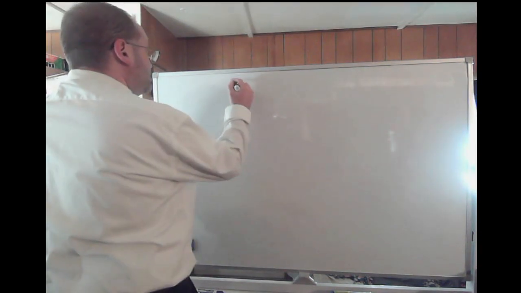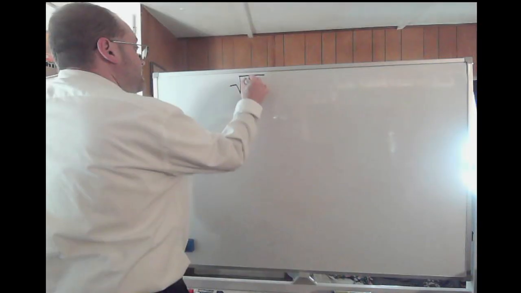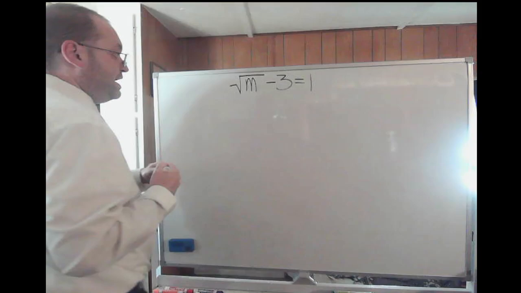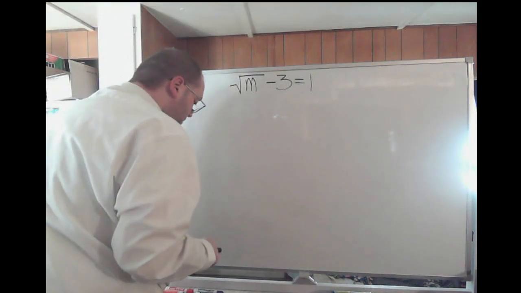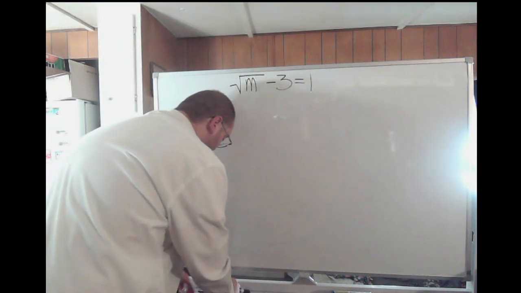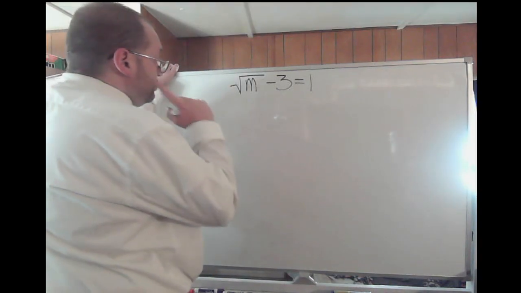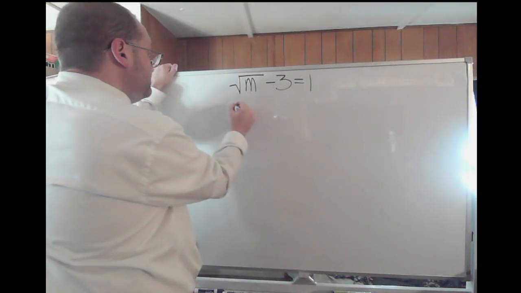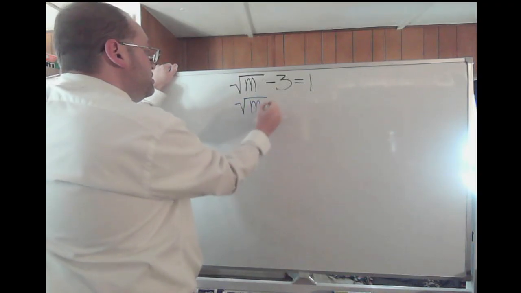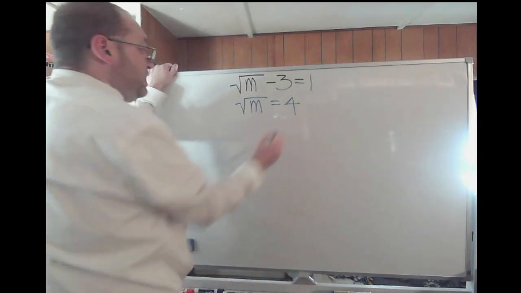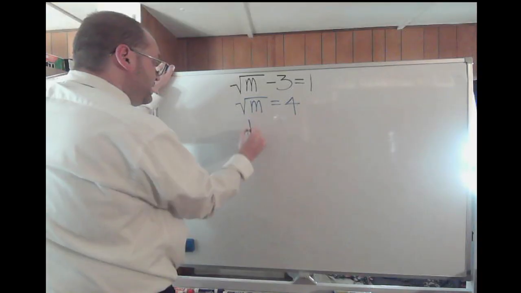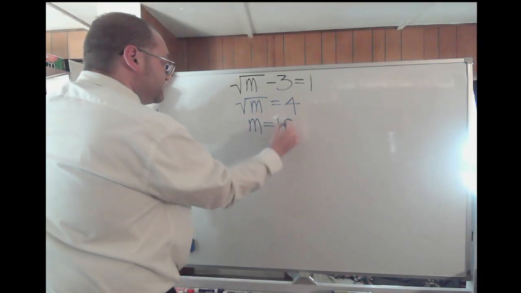Alright, a little bit different here. We have the square root of m minus 3 equals 1. So now we have something we're subtracting from the square root of m minus 3. All we have to do to get that square root of m by itself is add 3 to both sides, right? So if we do that, you'll get the square root of m equal to 4. Now we've got something we can solve. Square root of m equals 4. You just square both sides, and you'll get m is equal to 16.